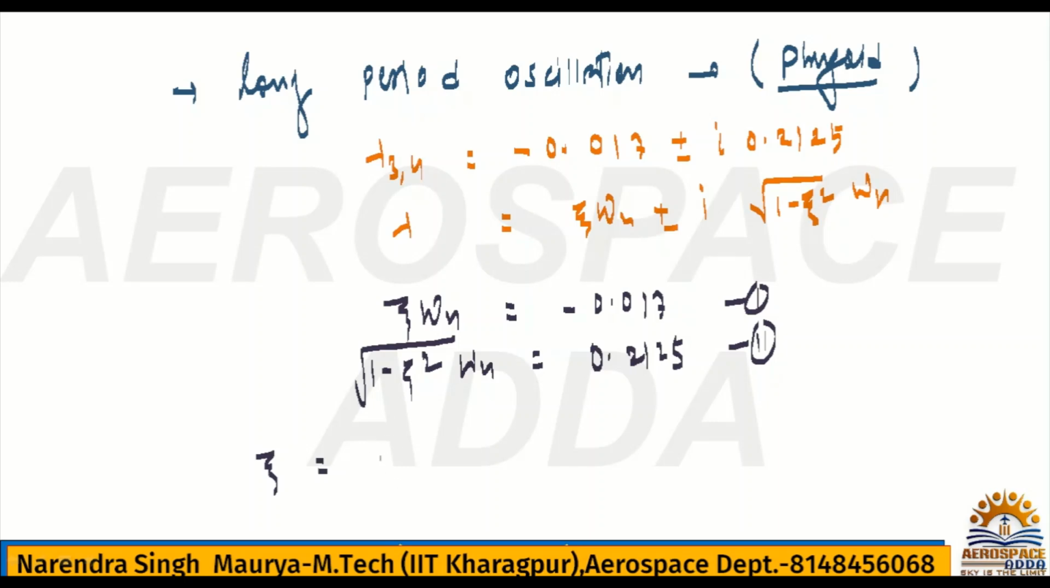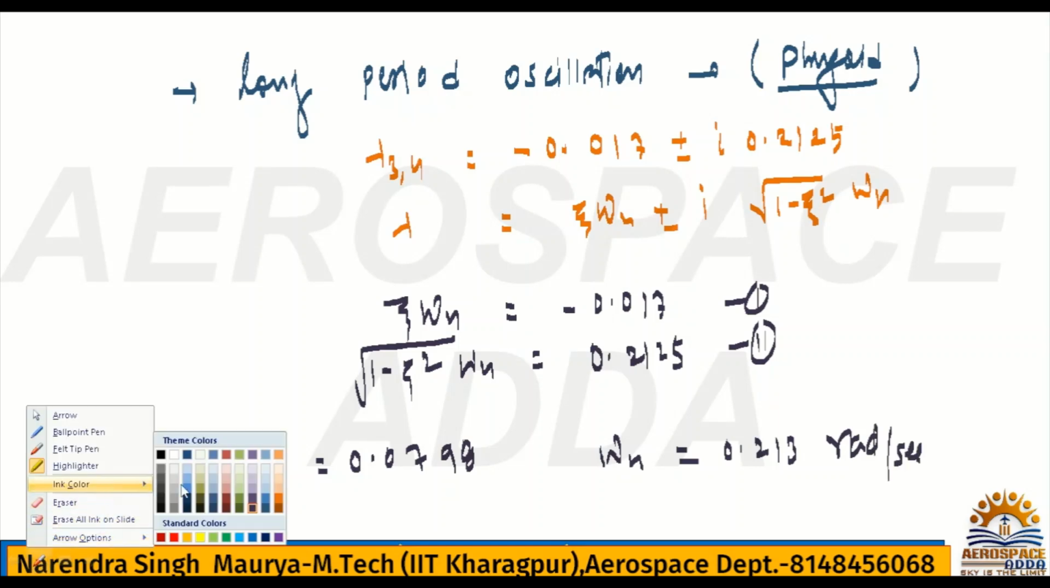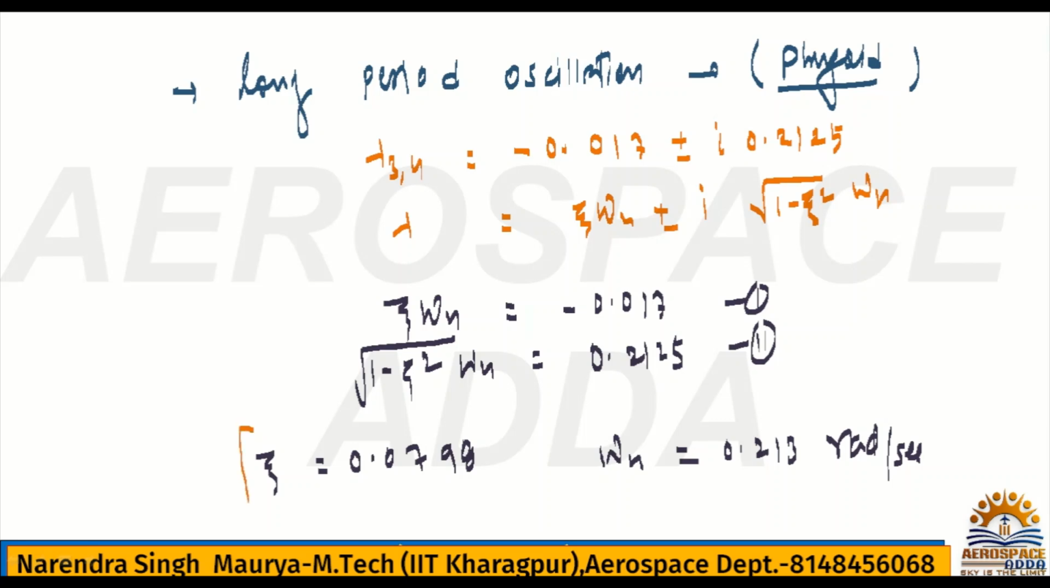After comparing this, solve equations 1 and 2, take the division, omega n cancels out. So xi you will get finally. What is the value? It is nothing but 0.0798. And once you have xi, keep it in equation 1 or 2, then you will get omega n, and this value is nothing but 0.213 radian per second.